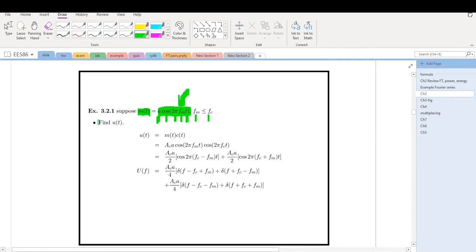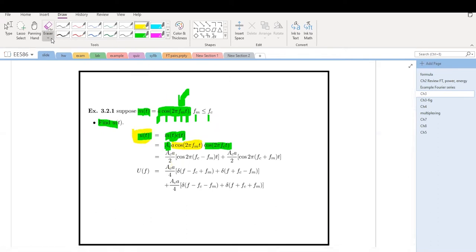First of all, let's look at the modulated signal. Modulated signal definition: the message multiplied by the carrier, right? So the carrier is big Ac cosine 2 pi fc t, and this portion is the message. So you multiply them together. So this is our u of t.